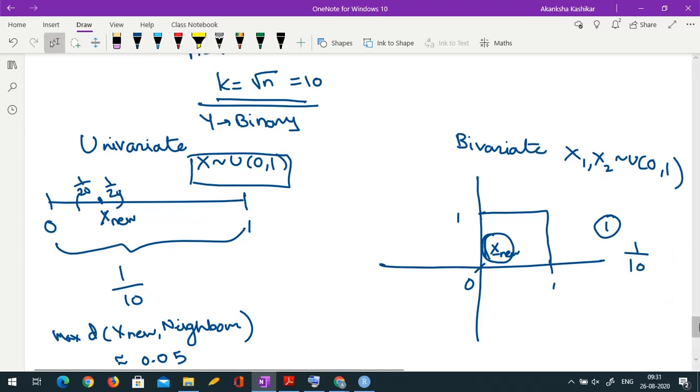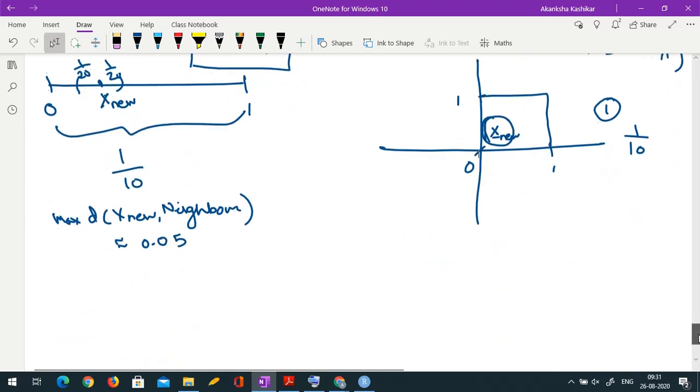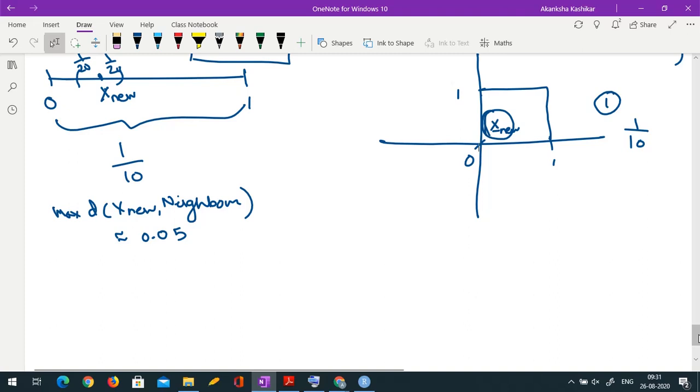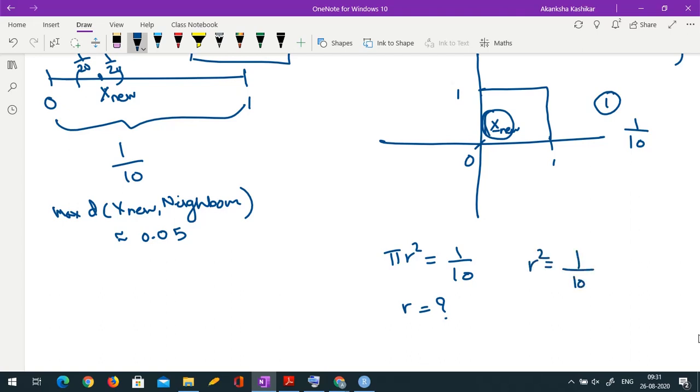Now, I need pi r square to be 1 by 10. So what would be my value of r? What would be the radius? So pi r square should be 1 by 10. So it means that r square is going to be 1 upon 10 pi, and pi is 3.1416, something like this. So r square is 1 upon 31 point something.